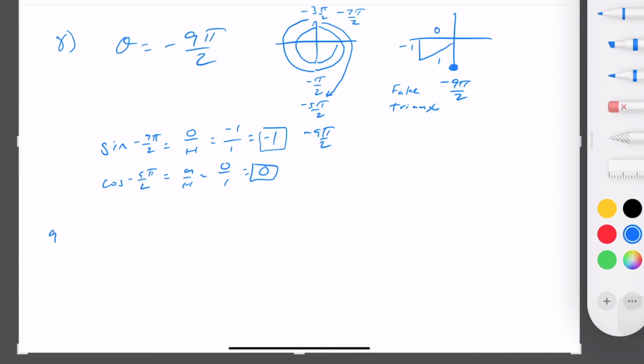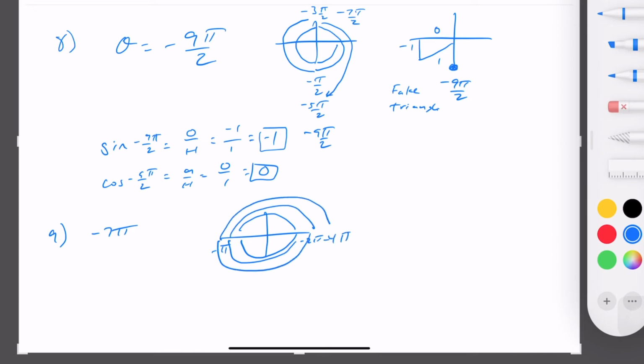Okay, let's take a look at our next problem, number 9. This is negative 7 pi. Let's go around in the negative direction. Not going up, actually going down. So negative 7 pi: negative pi, then negative 2 pi, then negative 3 pi, negative 4 pi, and then negative 5 pi, and then negative 6 pi, and then finally finishing at negative 7 pi.